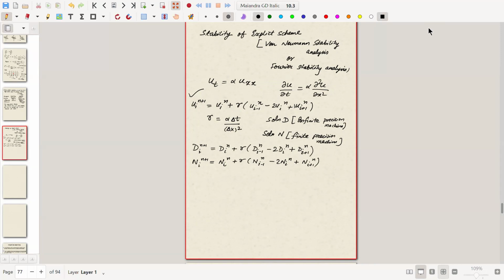The difference we will take like maybe n minus d. Say a new error is denoted by epsilon and it is n minus d. Can you tell how it looks if I take the difference between these quantities? Epsilon i at n plus 1 equals epsilon i at n plus the r will be the same.